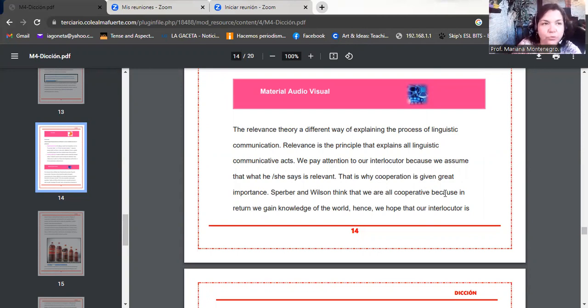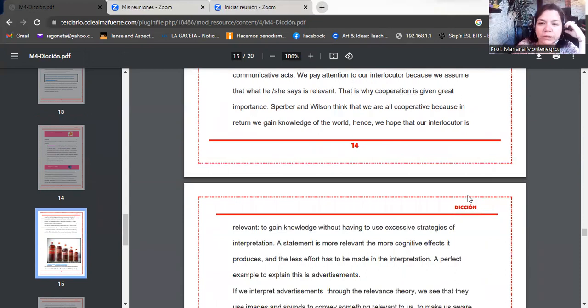So we cooperate, we try to understand what the other person, our partners, or the members of our family want to tell us, because we want to know what they are talking about, or what they want to tell us, or what they want to convey. Hence, we hope that our interlocutor is relevant, to gain knowledge without having to use excessive strategies of interpretation.